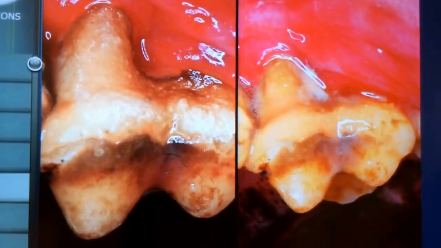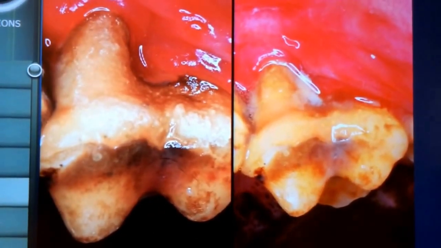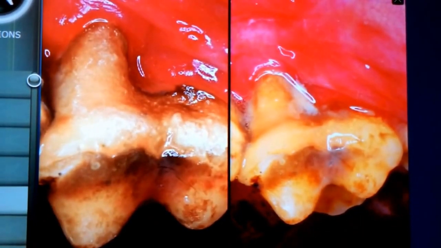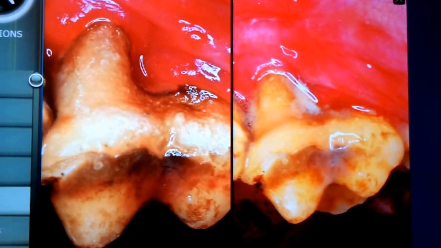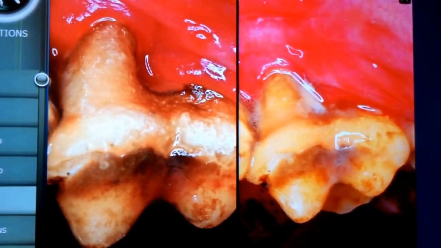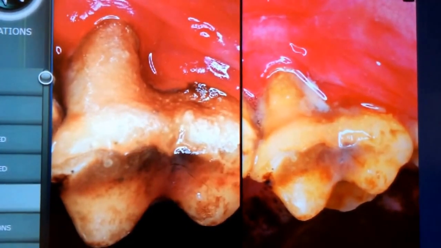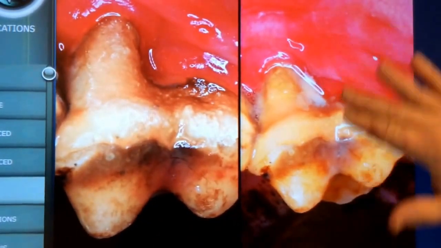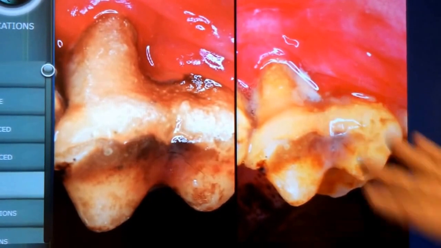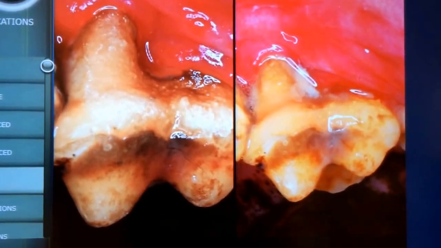Now, here's what's happening when we let it get out of control, to where we have severe periodontal disease, severe inflammation and infection along the tooth and along the root of the tooth. Notice how much the root has gotten exposed both here and here. See, this is basically pus. The smell of this would be awful.